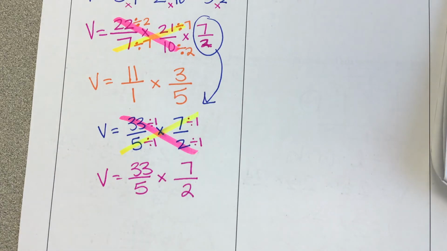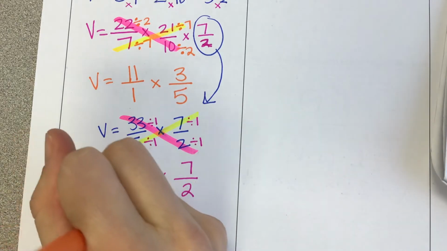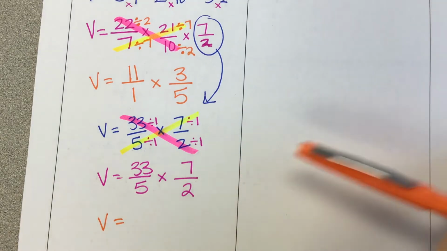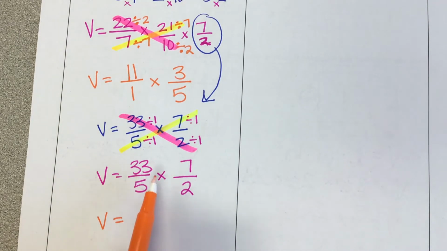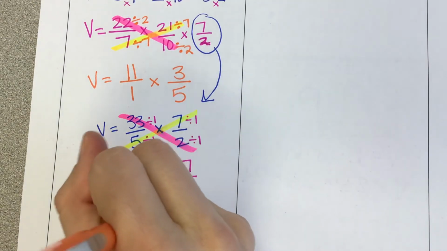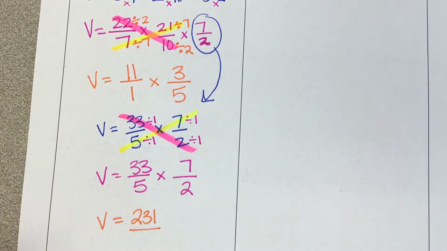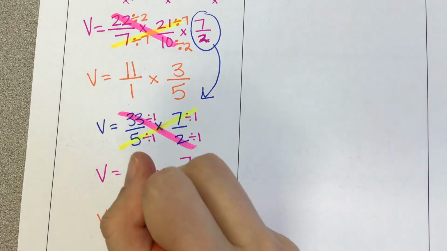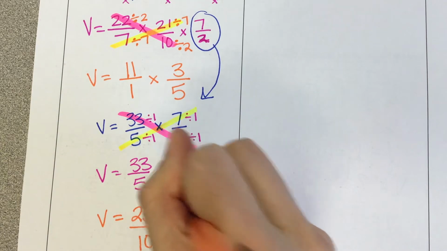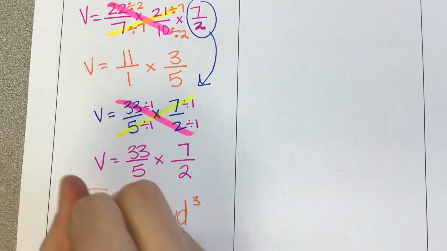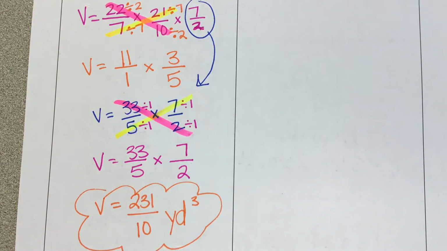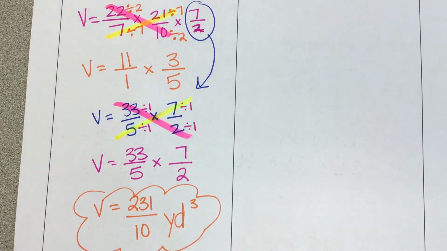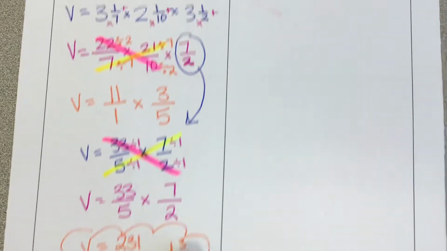And then last step, since we simplified, I am just going to multiply across, and I'm going to use my calculator to help me. 33 times 7 is 231 over 5 times 2 is 10. Our units were yards. It should be yards cubed. Let's try one more like that because these are harder than the ones on the front.